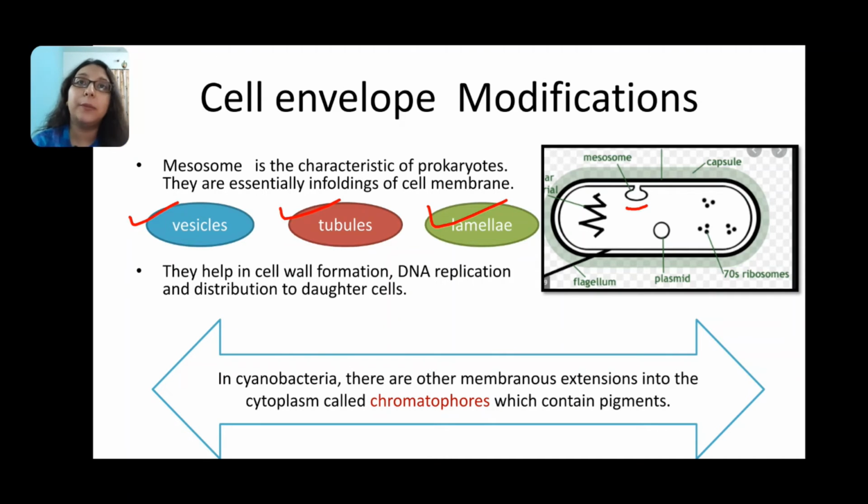Now comes the main function of these mesosomes. Mesosomes perform the function of cell wall formation. They help in DNA replication, that is genetic replication, and also in the distribution of DNA to the daughter cells. So these are some important functions performed by the mesosomes. Another important thing is that in certain bacteria known as cyanobacteria, we have chromatophores, or coloring pigments, present.